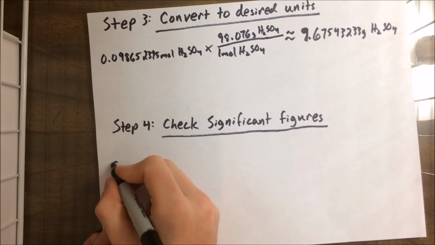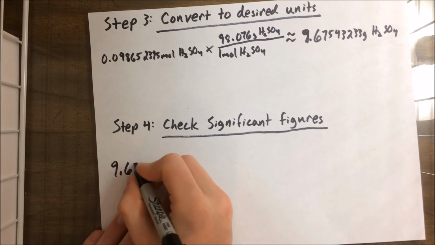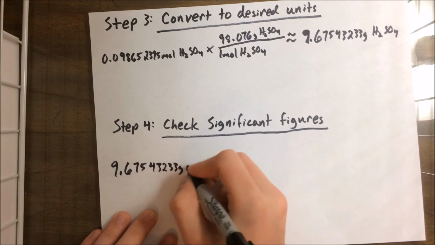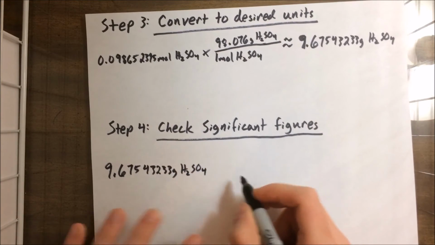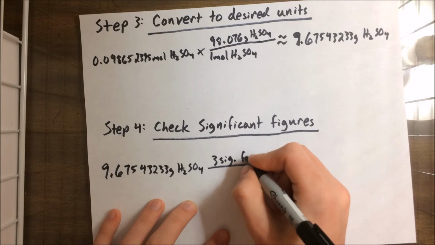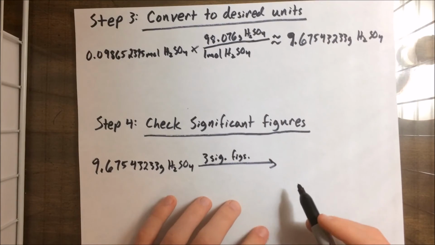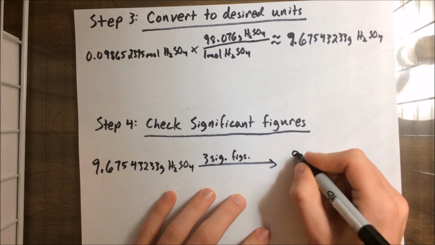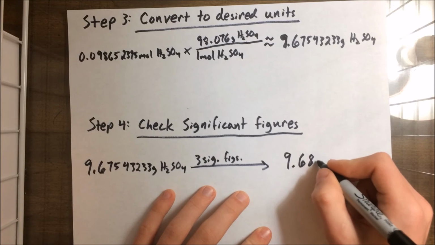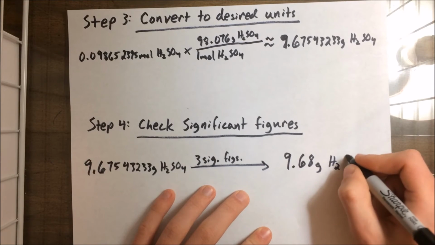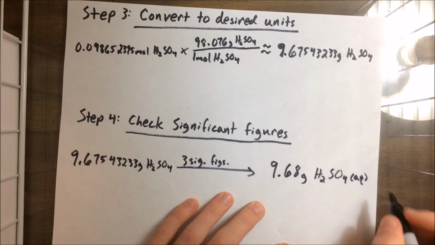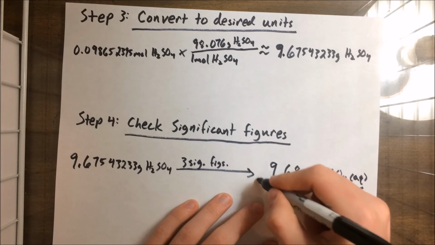And so that would be your answer, but again we need to take significant figures into account. We're going to take the 9.67543233 grams of H2SO4, and again we started with 3 sig figs and we need to stay consistent, so we're going to end with a final answer of 9.68 grams of sulfuric acid. And in this case, sulfuric acid would be aqueous. So this is your final answer.